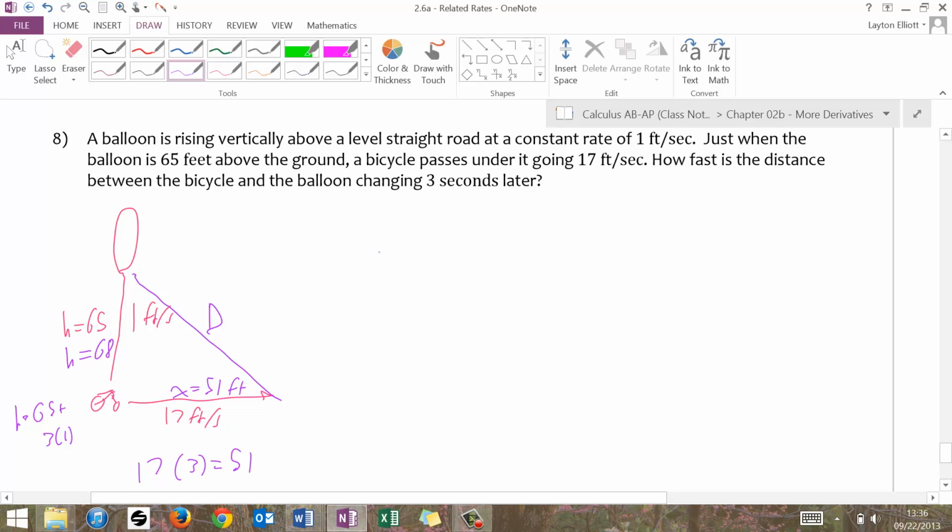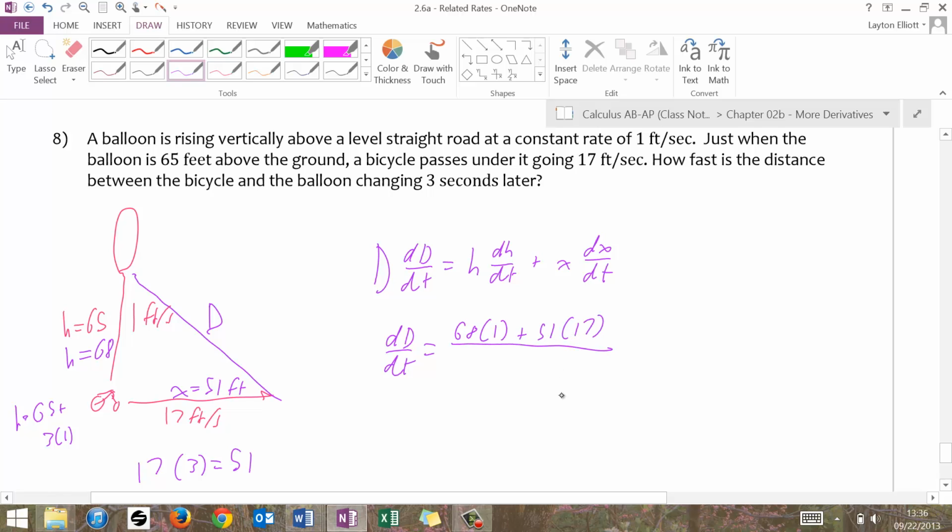So another Pythagorean theorem: d dD/dt equals h dh/dt plus x dx/dt. I skipped the Pythagorean theorem and I skipped putting the 2's there because we always cross those out. And dD/dt would be equal to 68 times 1 plus 51 times 17 all over 85.